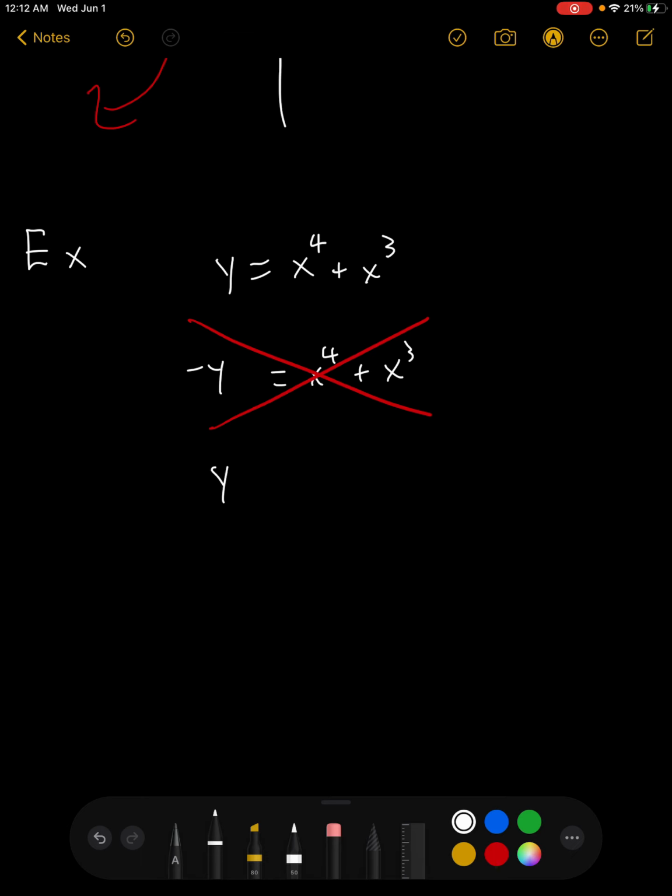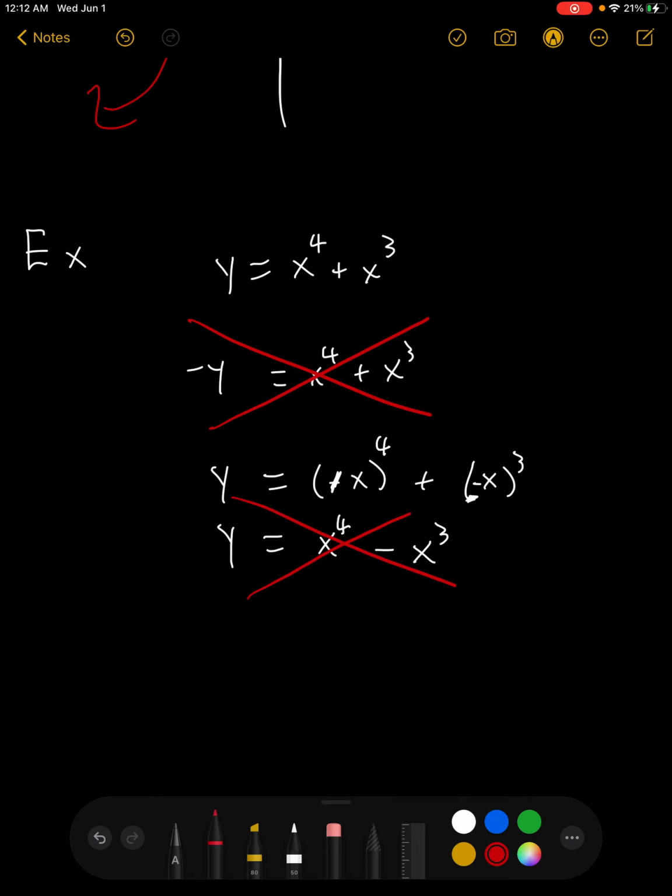If we do the other test where we replace the x with a minus x, okay, well, the minus x will cancel out here, but the minus x does not cancel out here. Minus 1 cubed equals minus 1. So this simplifies to y equals positive x to the fourth minus x cubed. And there's no way to get this back to the original equation, so it failed the test for y symmetry.